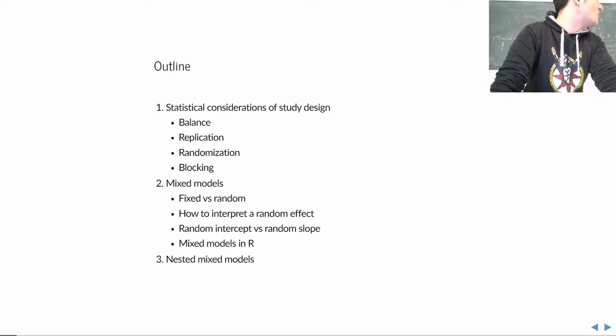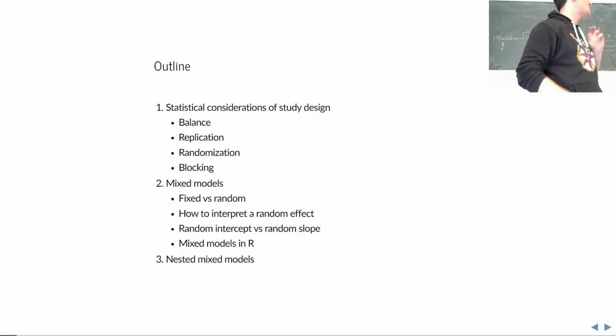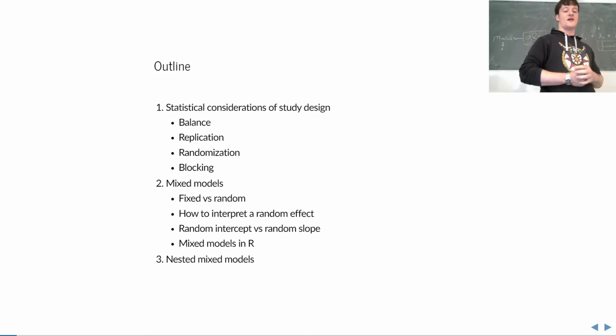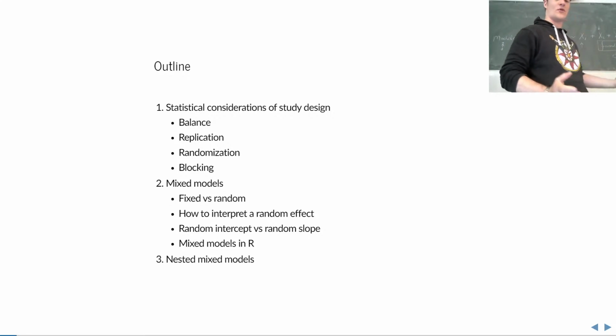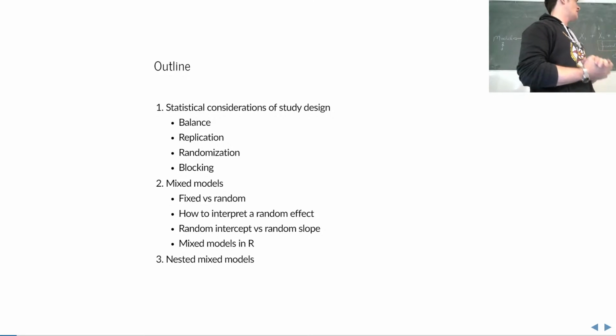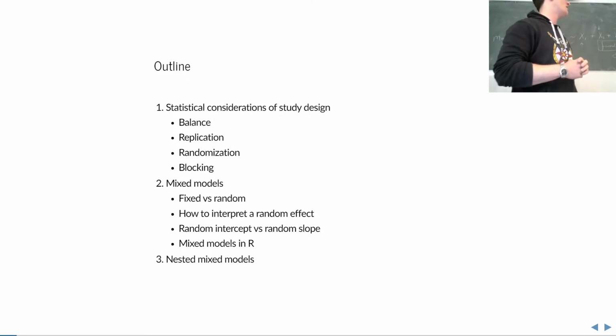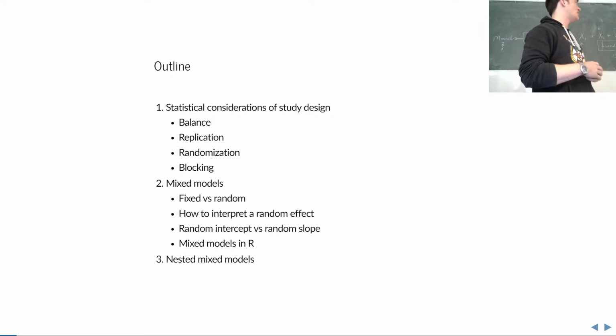Now, the important things to remember is what the difference is between a fixed and a random effect. So I will go into some depth on how you can interpret a random effect and how you can identify what is a random effect in your study. Then I'm going to talk about the choices you can make in a mixed model. So that is whether you want a random intercept, a random slope, or both, and why would one or the other. And I'll show you how to do it in R. And then finally I'll talk about nesting and how you can incorporate that using the same type of mixed model that we had before.